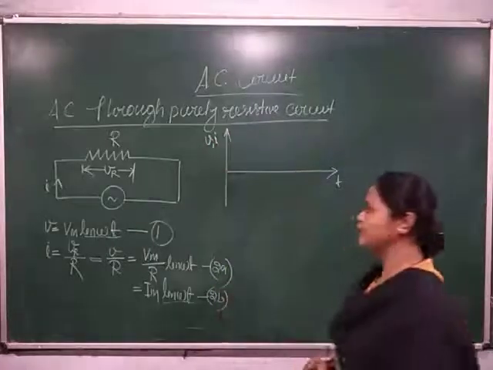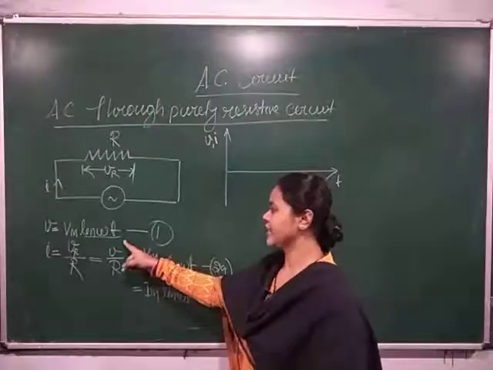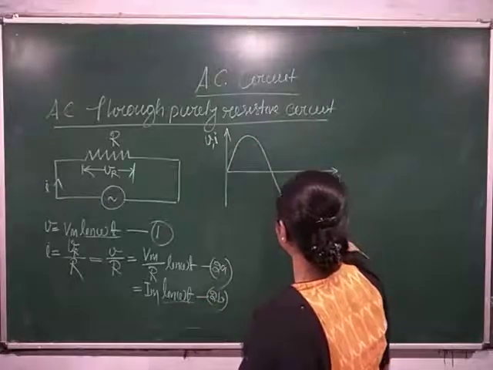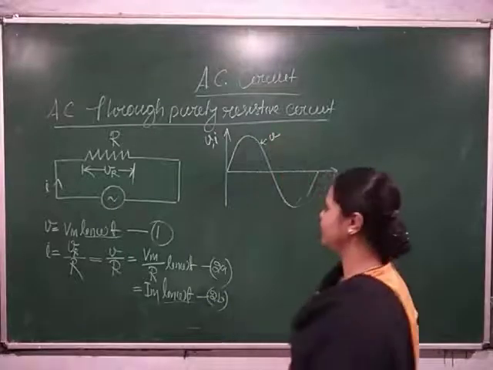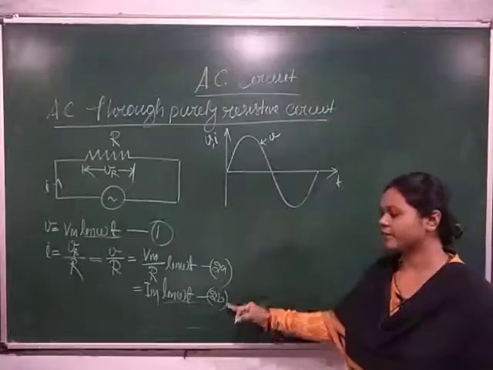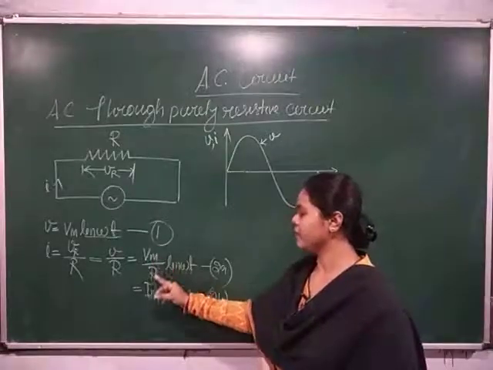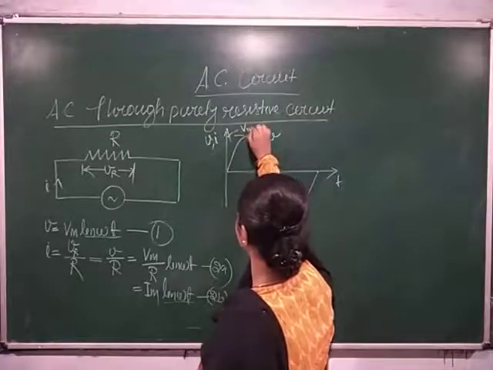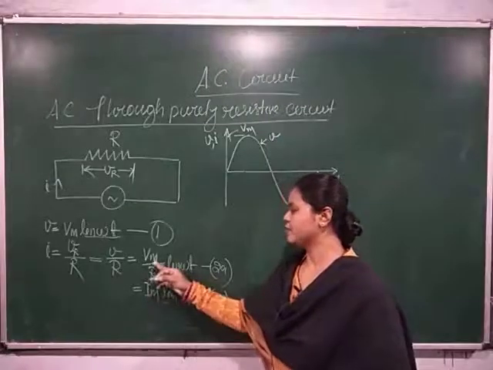First I draw the waveform for voltage. Here the voltage changes sinusoidally with respect to time. This is from equation number 1. This is the instantaneous value of voltage. Then on the same graph I will draw the waveform for current. If you see the current equation, its maximum value is Im, that is Vm by R. The maximum value of voltage is Vm.